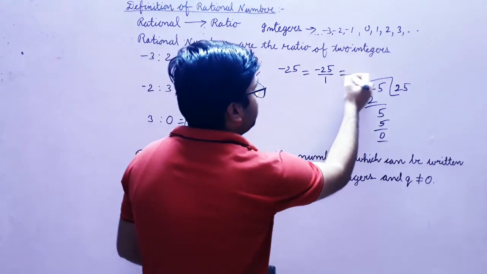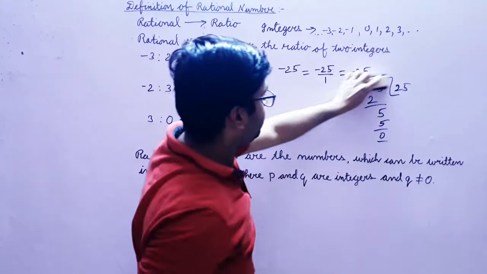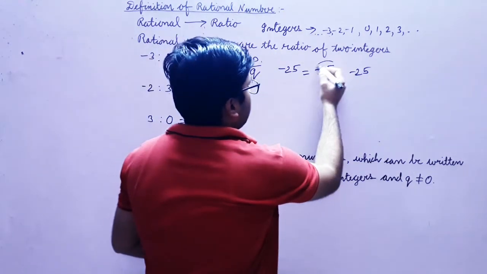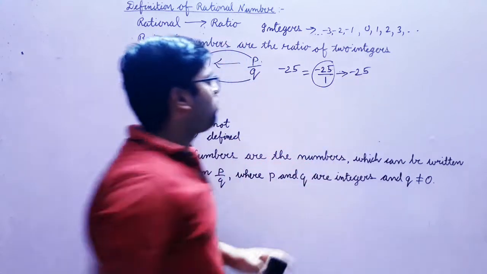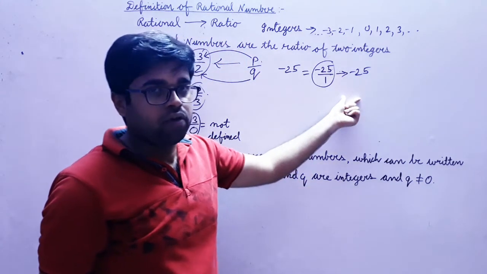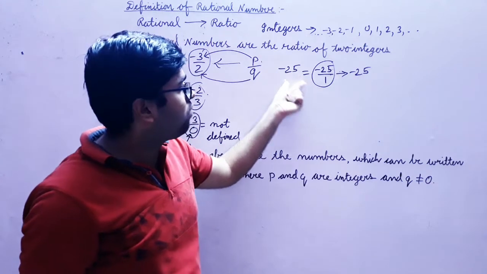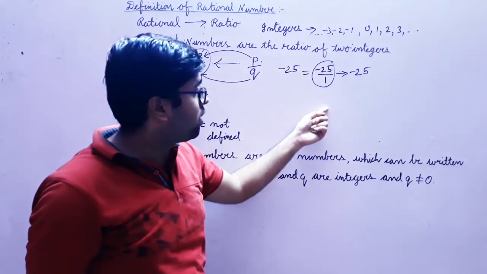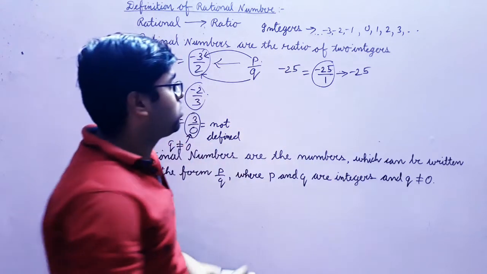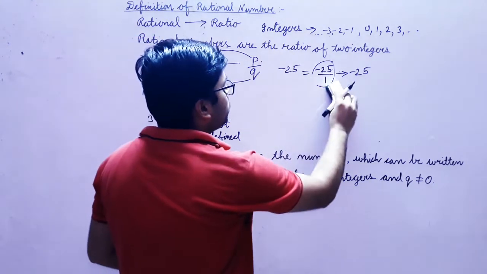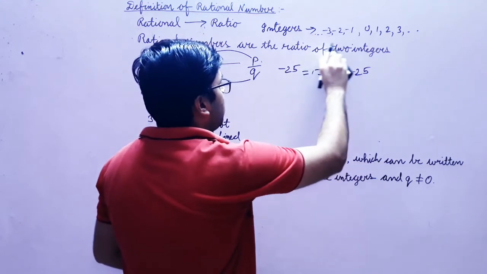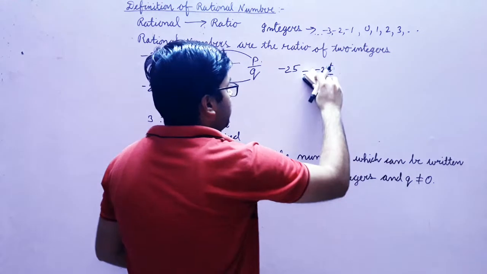So on both sides you have the same value, -25. That means if you write -25 as -25 by 1, then also you get the same value on the right side. So this means we can write -25 as -25 by 1.